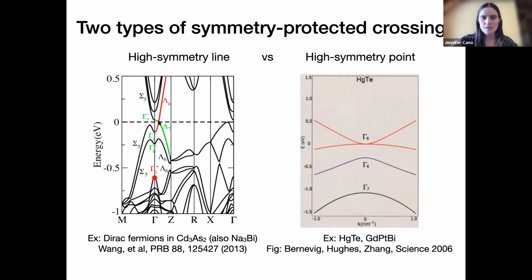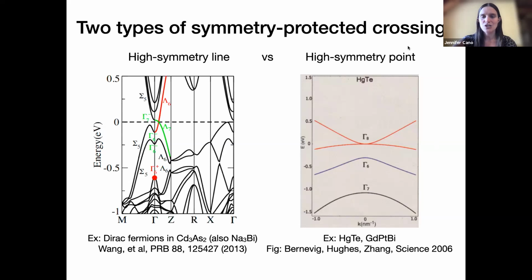There are other types of symmetry protected band crossings, which is if you look at some high symmetry point, you can just classify the irreps of that point. And for certain groups, you can get higher dimensional crossings there. So Dirac points fall into this category. I mean, Weyl points are separate because they don't require symmetry.